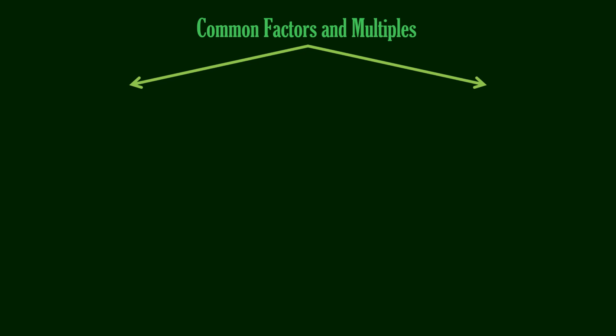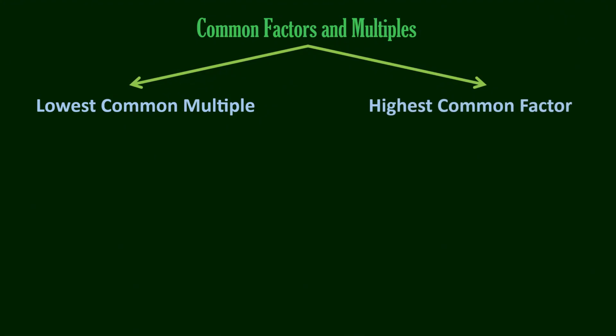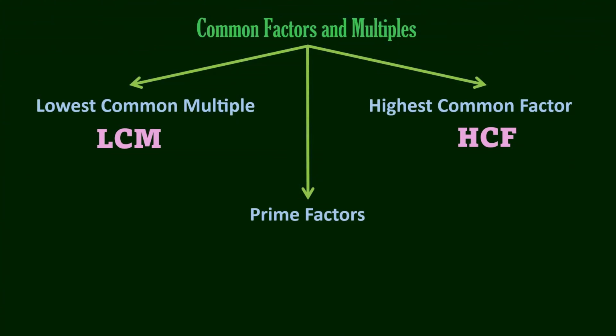The next part is common factors and multiples. Mainly it is divided into two sections: the lowest common multiple and the highest common factor. Lowest common multiple is written as LCM and the highest common factor is written as HCF. But mainly for these two parts, there's a common path to follow. This common path is prime factors. Let's talk about prime factors.